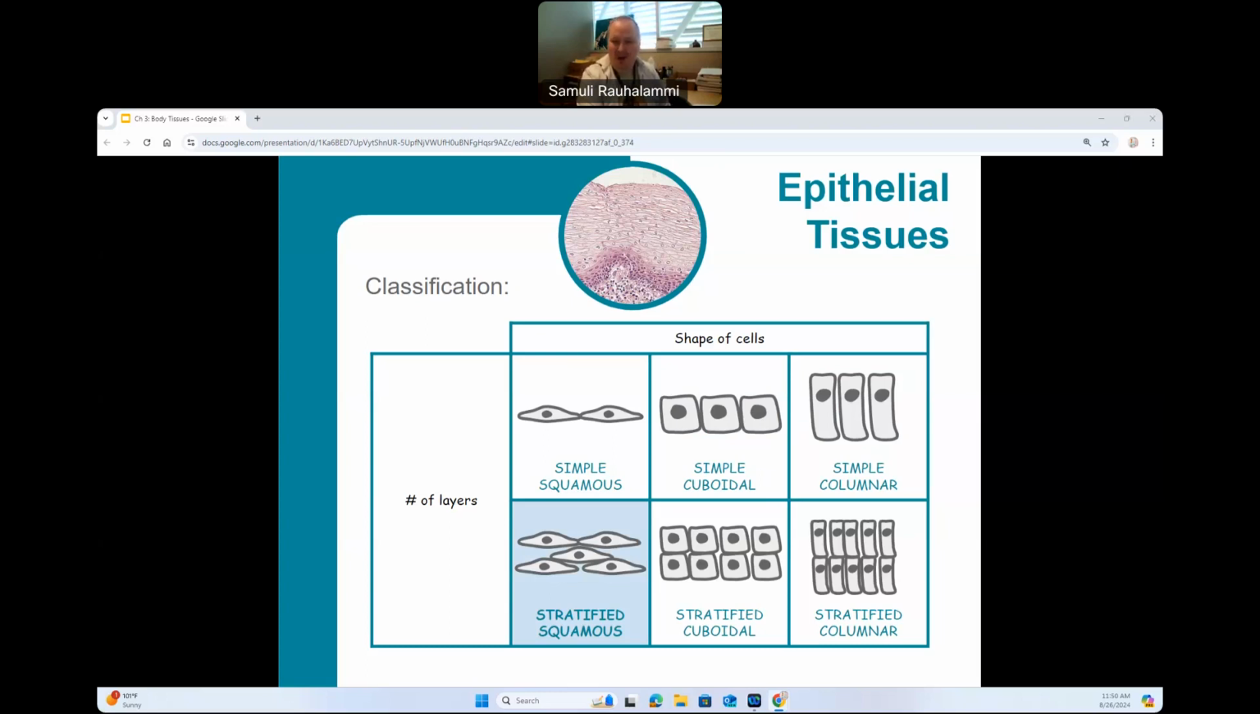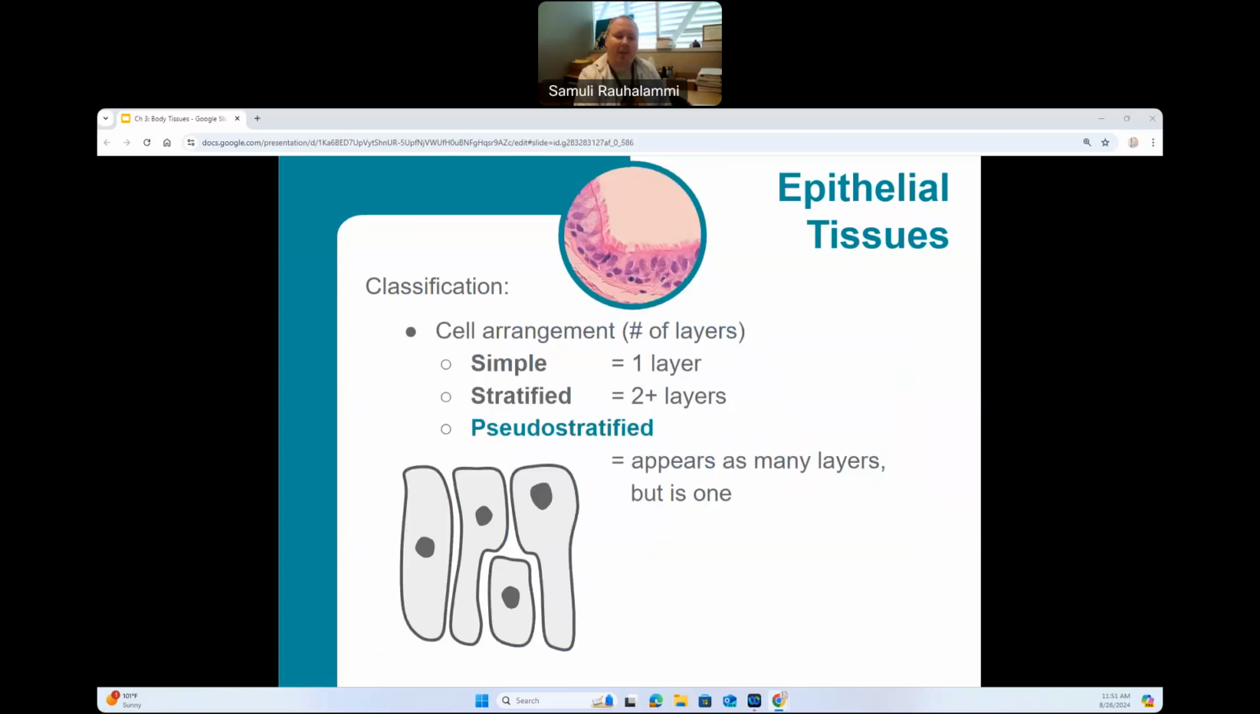And finally, I've grouped together the stratified cuboidal epithelia and stratified columnar epithelia. Both serve mainly functions in protection. The reason why I grouped these together is that both are fairly rare in the human body. We would find these at the ducts of large glands.